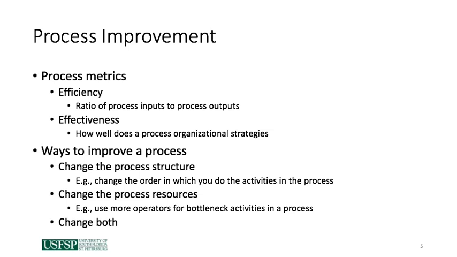The importance of business processes to an organization's success naturally leads organizations to look for ways in which they can improve either the efficiency or effectiveness of their processes, or both. The process of doing so is often called business process redesign or business process re-engineering. There are essentially three ways in which you can improve your processes. First, you can improve the process structure, for example by changing the order in which you perform the activities in a process. Second, you can change resources, for example by having more operators work on an activity that turns out to be a bottleneck in the process. And third, you can of course do both.